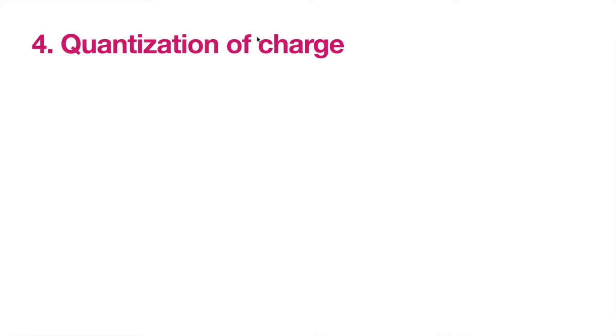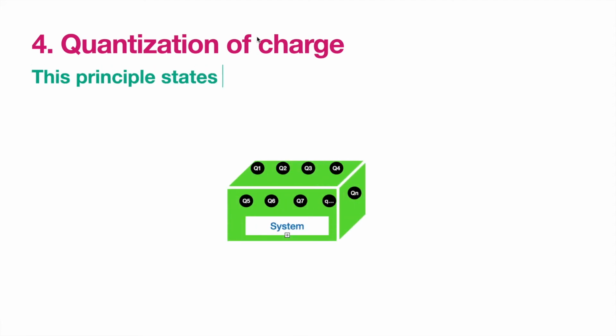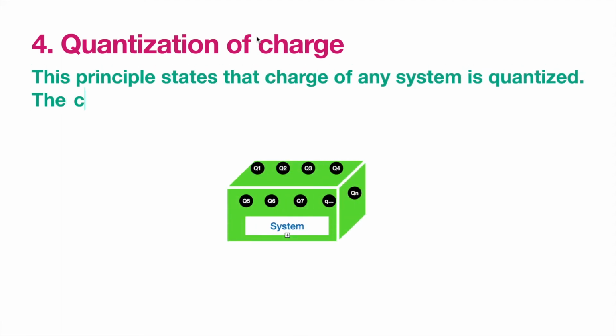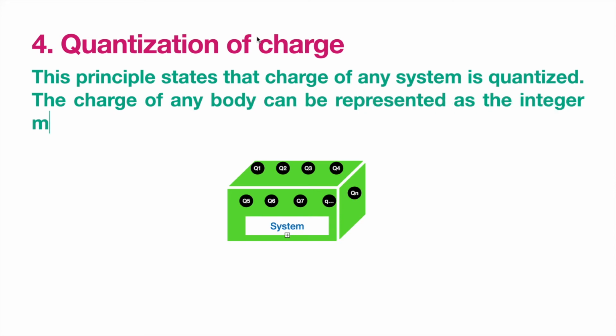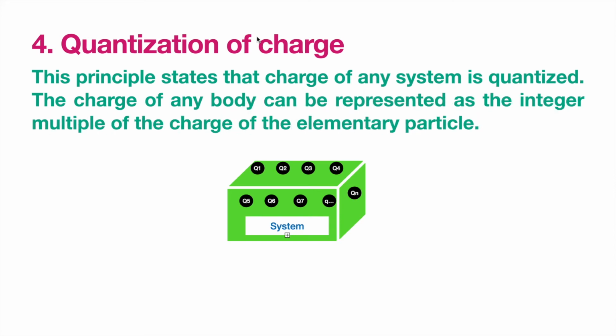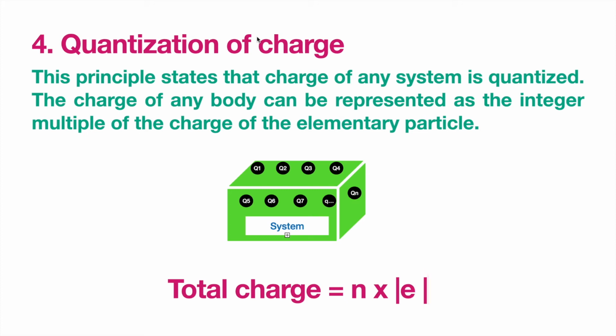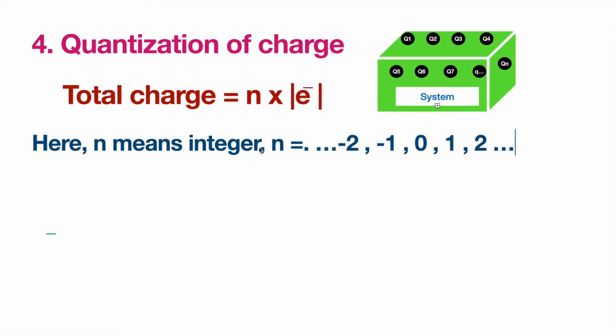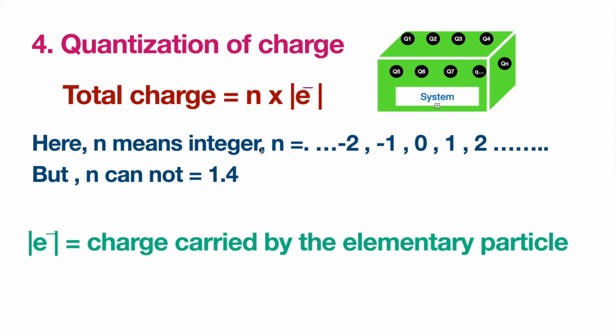Now the fourth property is the quantization of charge. This principle states that charge of any system is quantized. The charge of any body can be represented as an integer multiple of the charge of the elementary particle. That's why we can write the total charge is equal to some integer times the charge of the elementary particle. Here n means some integer, where n can be either a negative value or 0 or a positive value, but n cannot be something like 1.4. And e is the charge carried by the elementary particle.